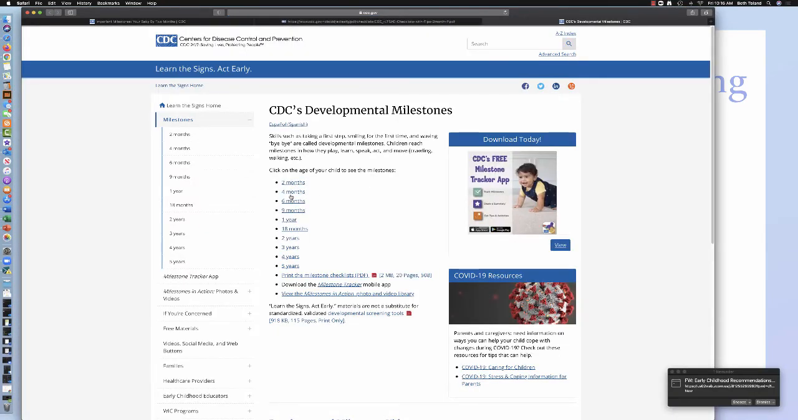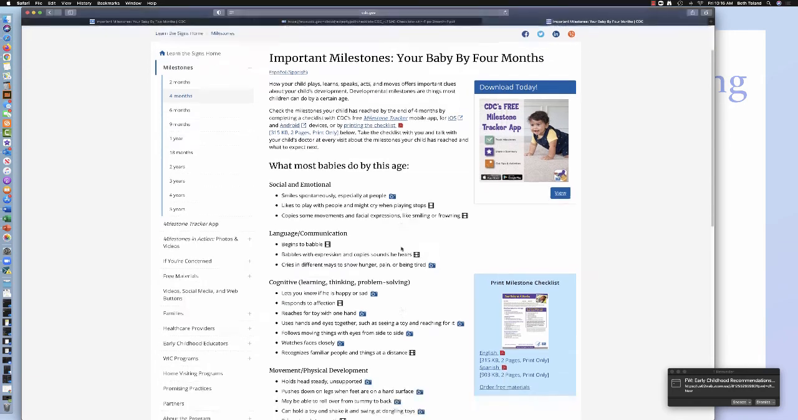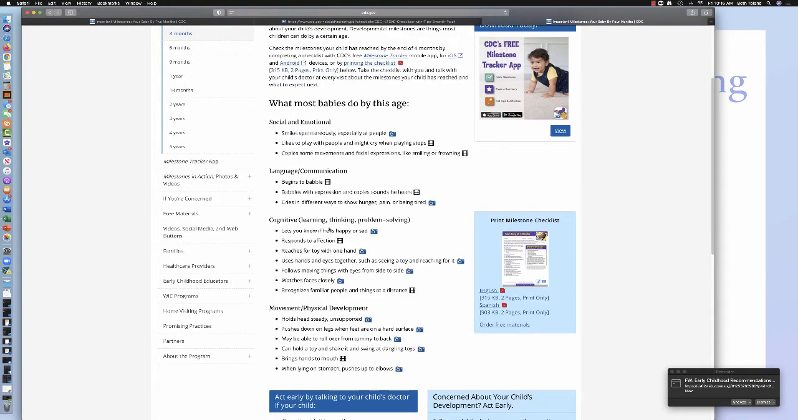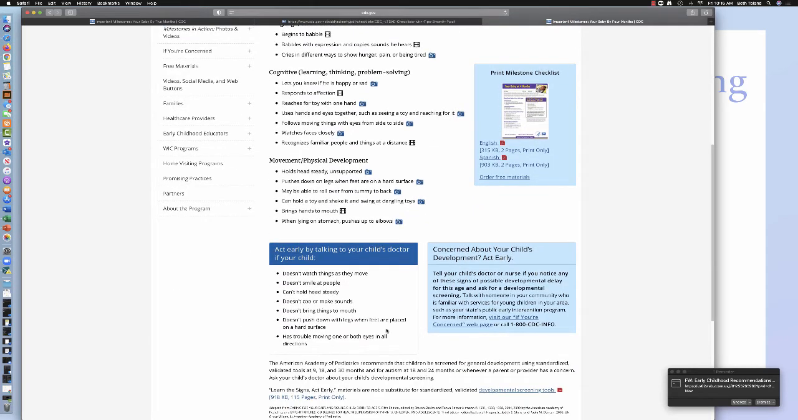For example, if you looked at the CDC's website and you pulled up a 4-month-old child, you would want to see most of these behaviors. You wouldn't necessarily see all of them. If you see any of these, act early, red flags, you need to talk to a pediatrician or an educator or some kind of early childhood professional to put you in contact with the agency who provides special education services, because they also will provide free developmental screenings for children.